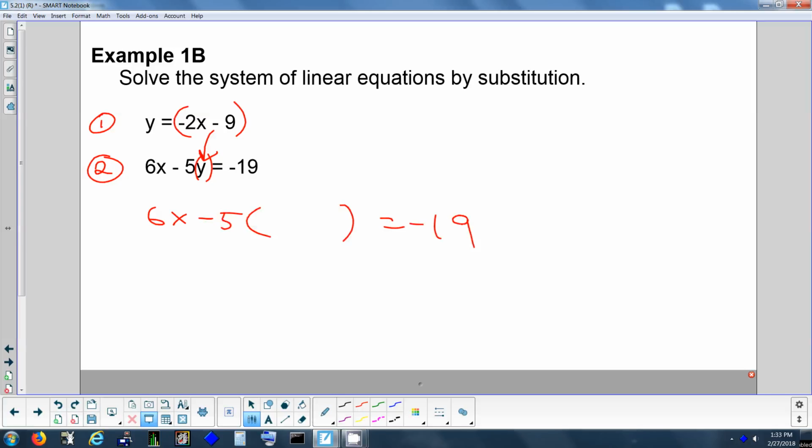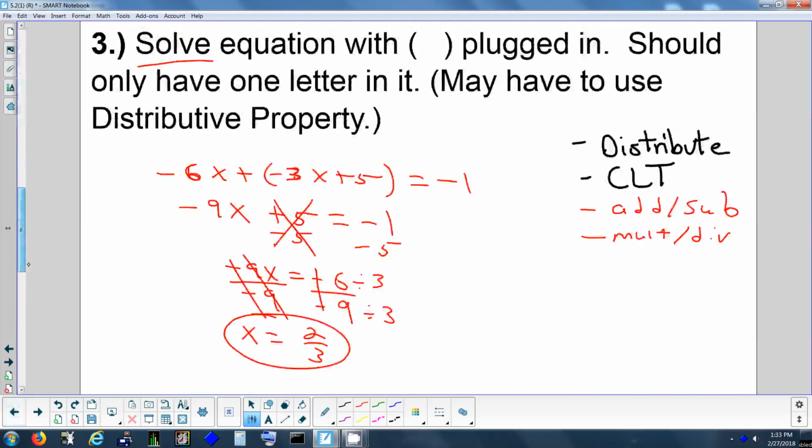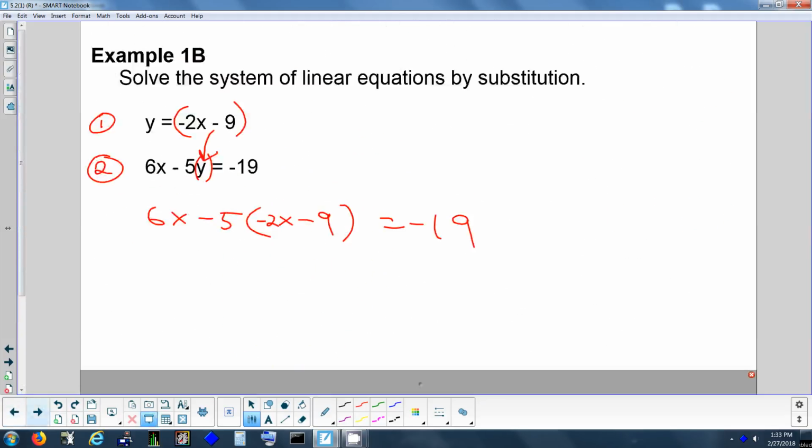So now next to the 5, you're not going to put a y anymore. You're going to replace y with all the stuff that I'm pointing to. So 6x minus 5, and what's going to go right inside? Negative 2x minus 9. Now we have to go through those 4 steps that Mr. Roy and I wrote down right there. Distribute, CLT. Okay, let's go through it.